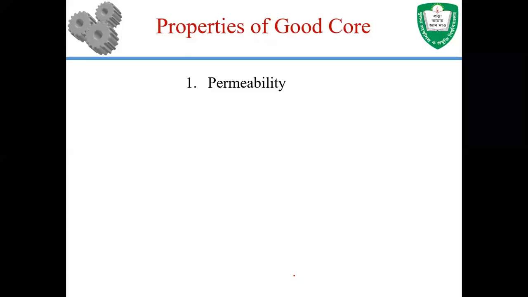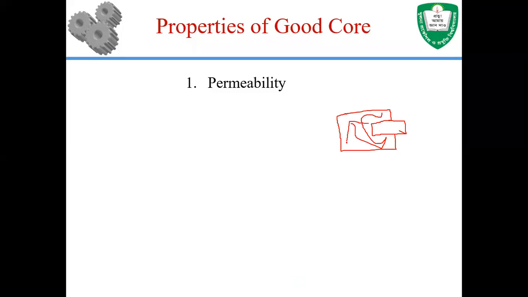Okay, that is the permeability. So a core should have permeability. Why should it have permeability? Because when molten metal comes in contact with, let's say I have a casting in here and a core is placed in here, and molten metal is around the core.